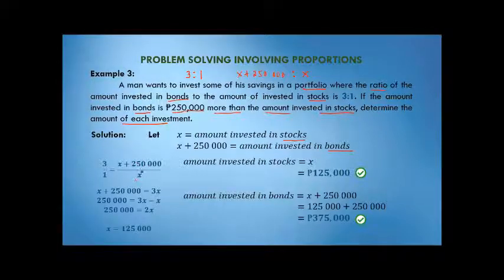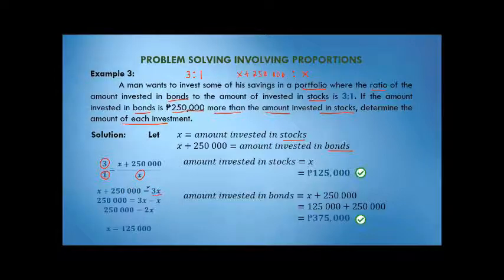Now, gamitin natin yung extreme means property. Alam natin na ito ay 3 at saka X ay extremes. So, that is 3X. Pag minultiply, then ang 1 at saka X plus 250,000 are means. Pag minultiply, same lang. X plus 250,000.